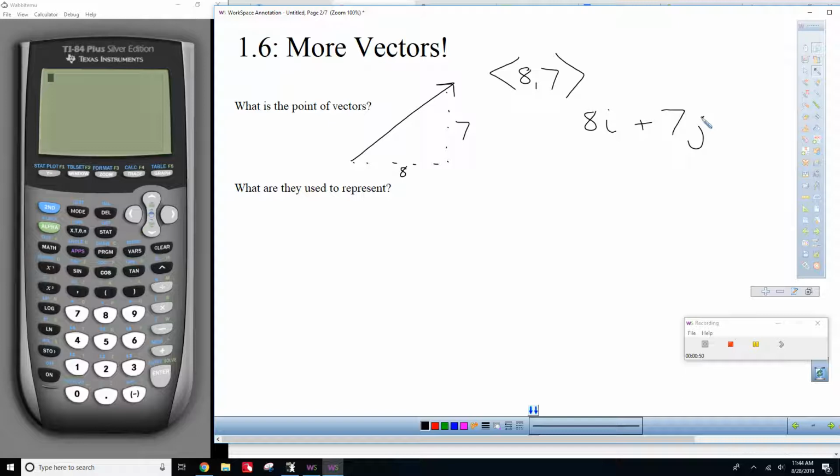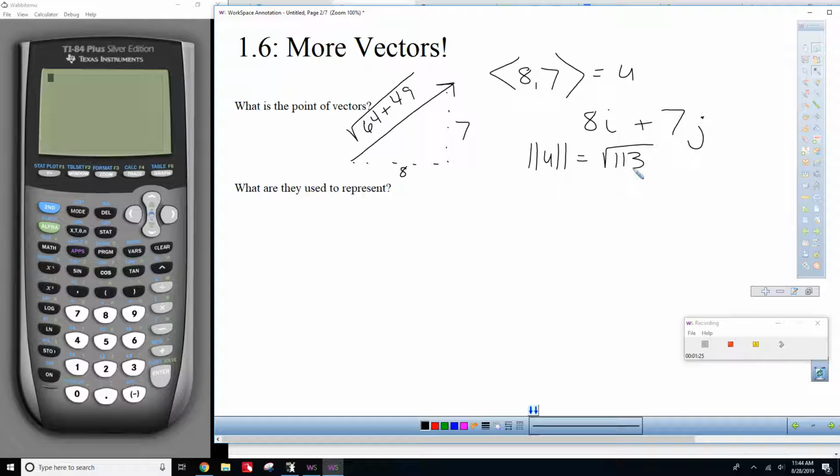So what's the magnitude of this thing? The magnitude is how long it is, which is the square root of 8 squared, 64, plus 7 squared, 49. Is that 113? Yes, it is. So, if we call this U, then the magnitude of U is the square root of 113. The direction is right 8 up 7.